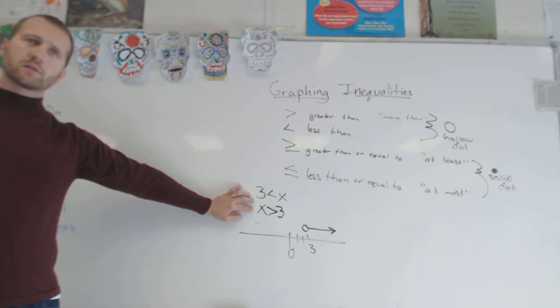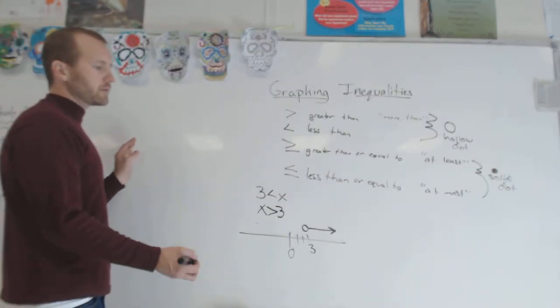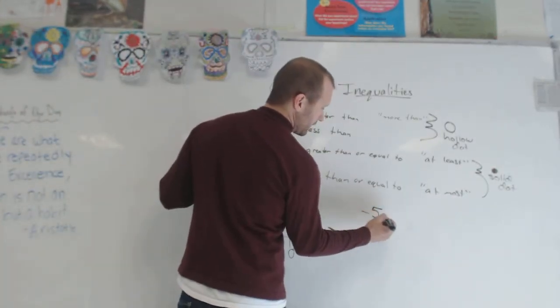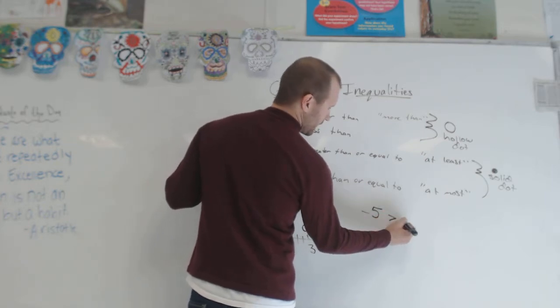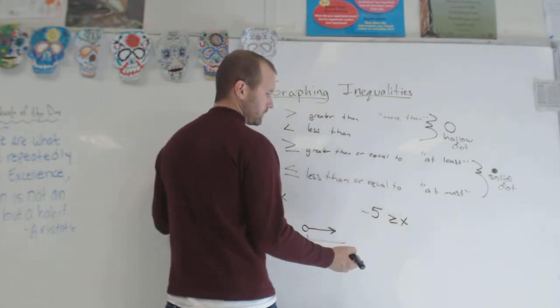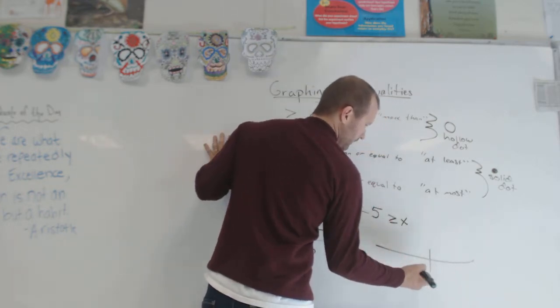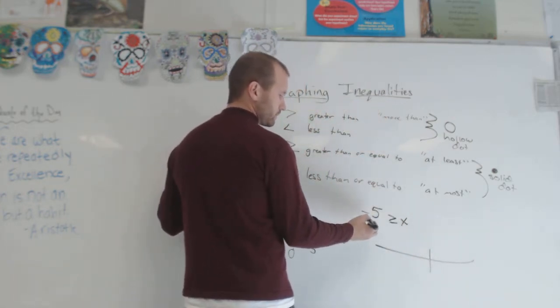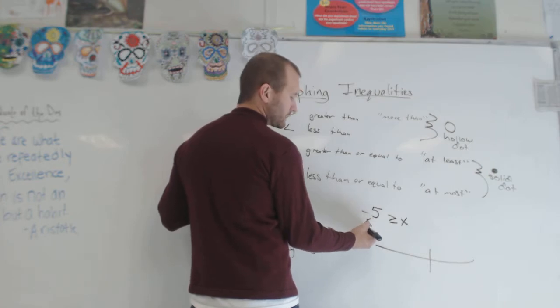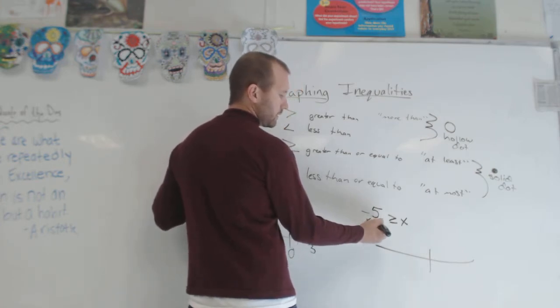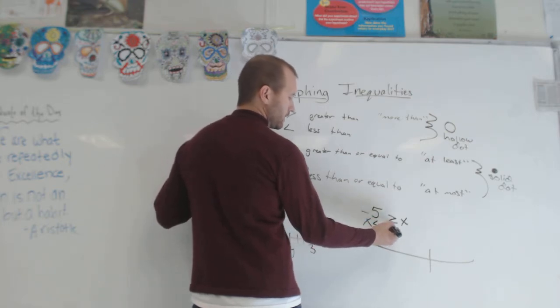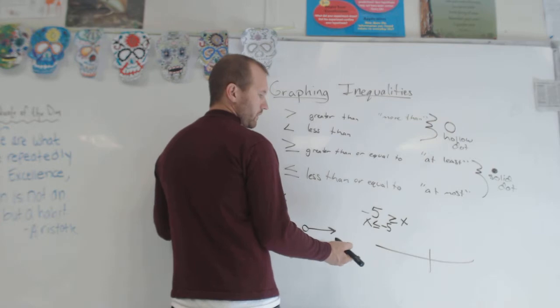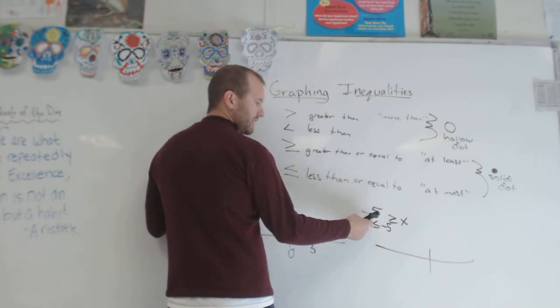Doesn't matter if there's a negative. So if I had negative 5 is greater than or equal to x, I'm still going to do the same thing. I'm going to rewrite this. What am I going to write? X is less than or equal to negative 5. Right? So I can see that this thing is still pointing towards my x up here.